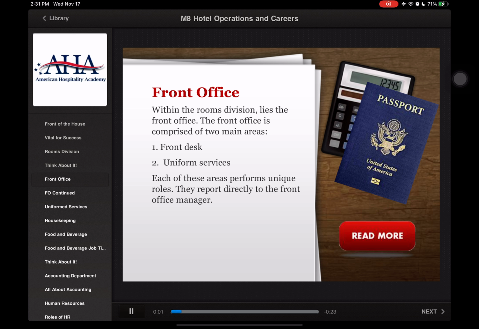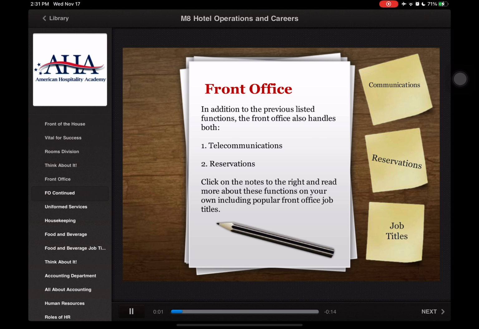Within the Rooms Division lies the front office. The front office, in addition to the previously listed functions, also handles both telecommunications and reservations. Click on the notes to the right and read more about these functions on your own, including popular front office job titles.